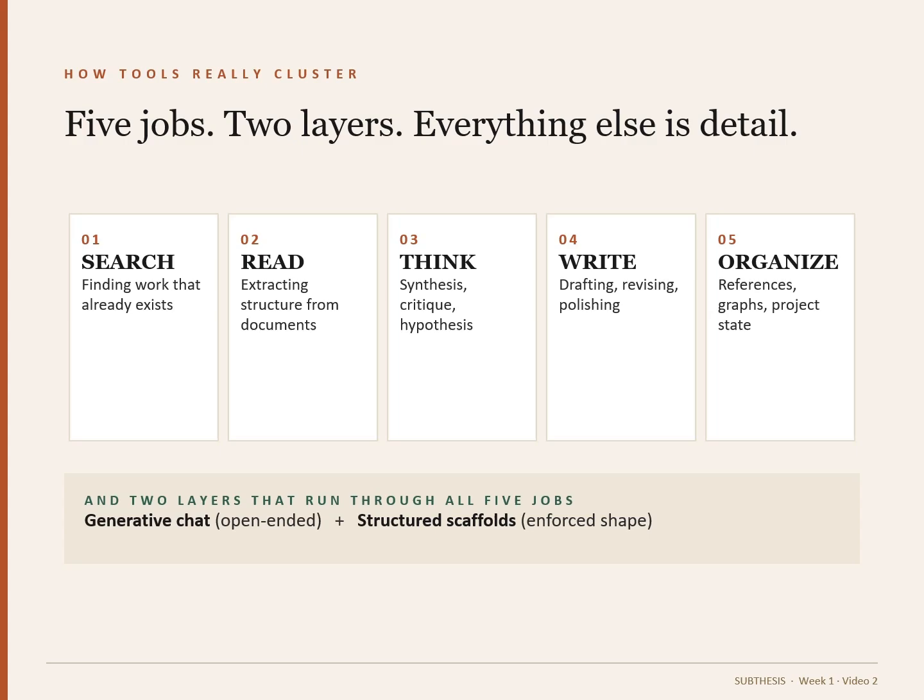Now there is a second axis on top of the 5 jobs, and this is the one most people miss. There are 2 layers in a healthy stack. Layer 1 is what I call generative chat: Claude, ChatGPT, Gemini, and their institutional cousins. These are open-ended conversational partners. You tell them what you need, they generate. Layer 2 is structured scaffolds. Purpose-built forms, matrices, frameworks where the tool already knows what fields the answer needs. A FINER plus PICO research question builder. A literature review matrix with columns pre-named.